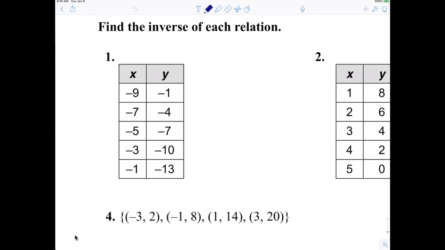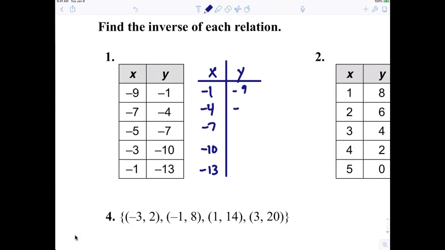Switch the x and y. All right, so all we're doing over here, this is what I want you to do. Just make an x and y. Then put x, put y, and then -1, -4, -7, -10, -13, -9, -7, -5, -3, and -1. Does anybody have any issues with that?